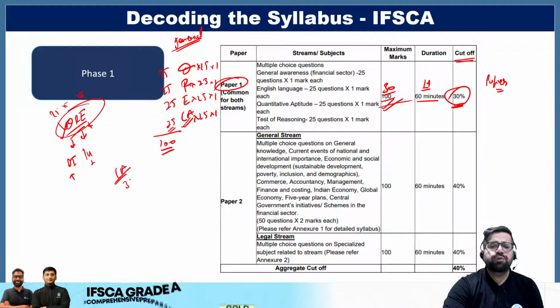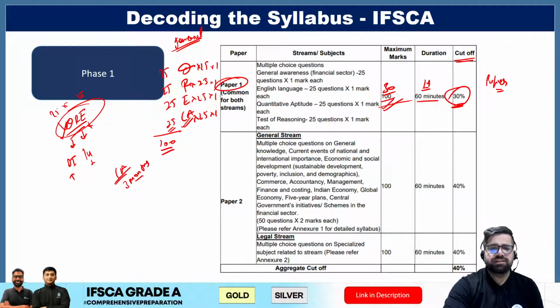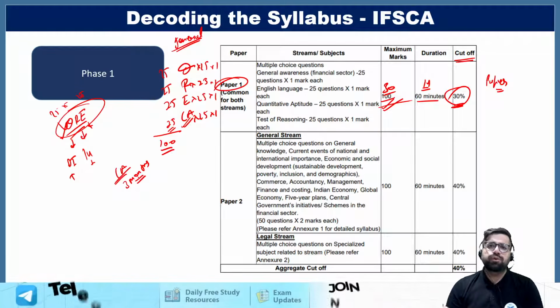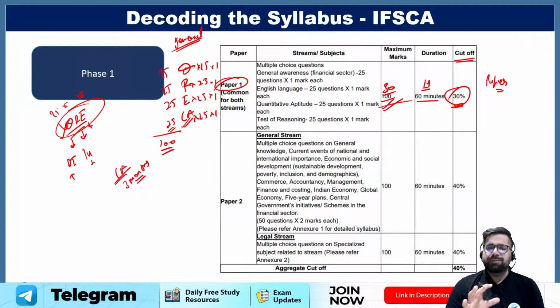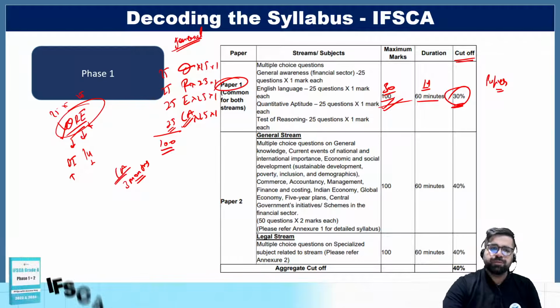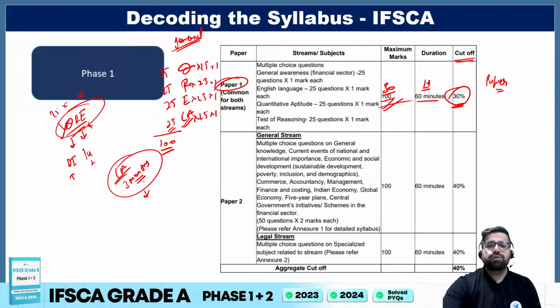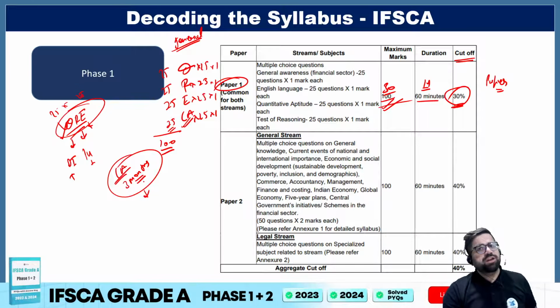Current affairs you have to do for at least 3 months. Or if you have less time, then you can do for 2 months also, right? But 3 months will give you a good edge. It will give you a good advantage also.